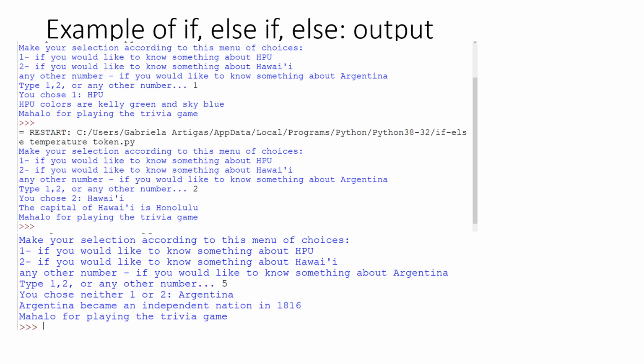Here is the output, what it looked like. So I run it selecting 1. So it displays the menu, and then type 1, 2, or any other number. So I chose 1, and then you chose 1, HPU. HPU colors are Kelly green and sky blue, mahalo, and then I run it again and I typed in 2 and I gave trivia about Hawaii, and then I run it again and I typed in any other number, so I typed in a 5, and then I gave some trivia about Argentina.